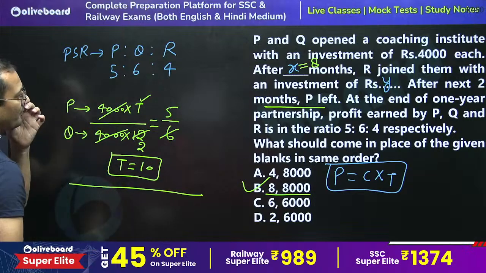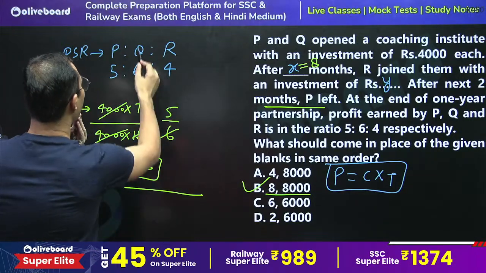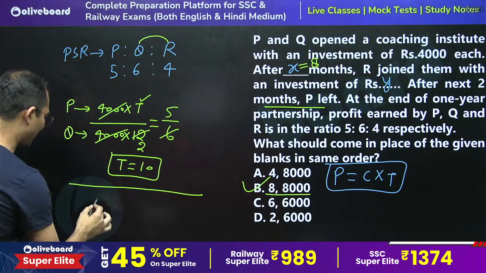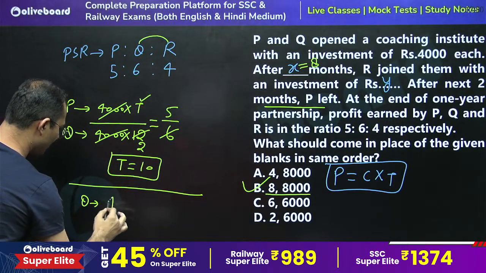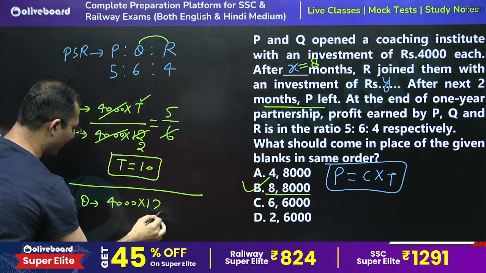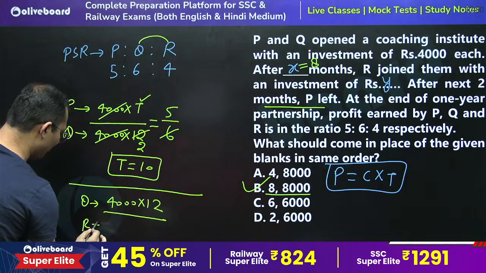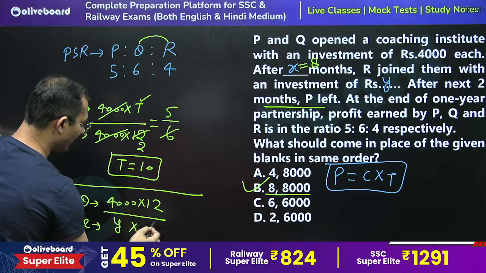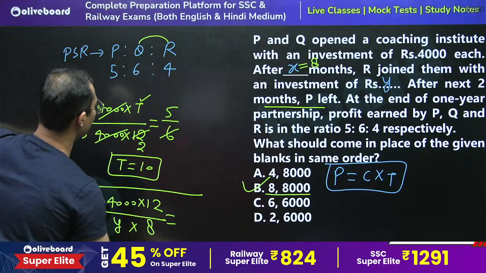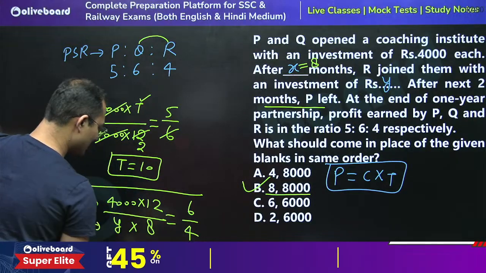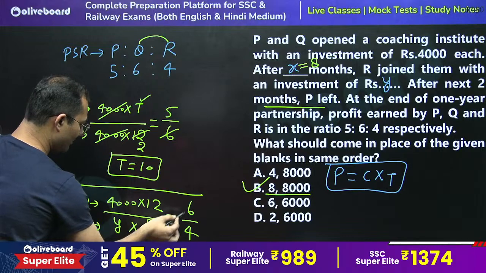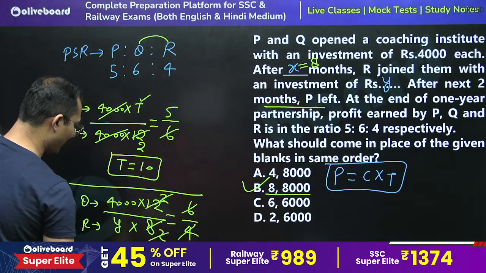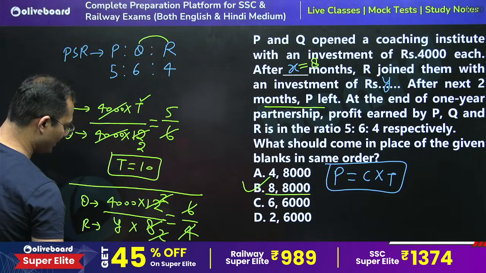See, the profit sharing ratio for Q and R is 6:4. So simply I can say that the capital for Q is 4,000 and time is 12, and the capital for R is Y, which we assumed, into the time 8. So this must be equal to 6/4. Is this clear? By 6 this is 2 times, by 4 this is 2 times. 2 cancels.